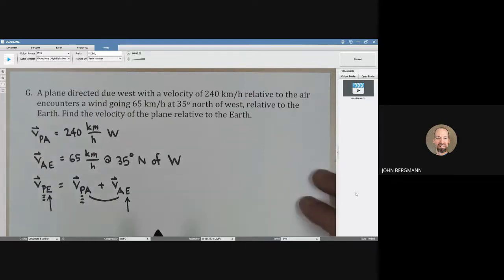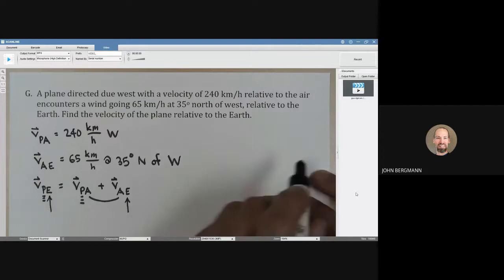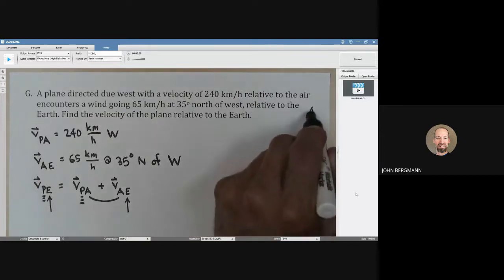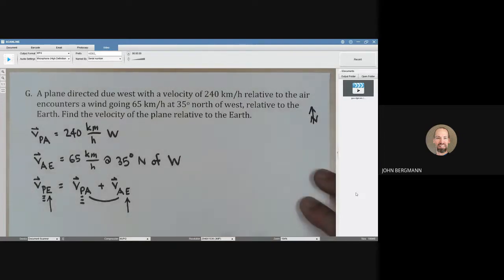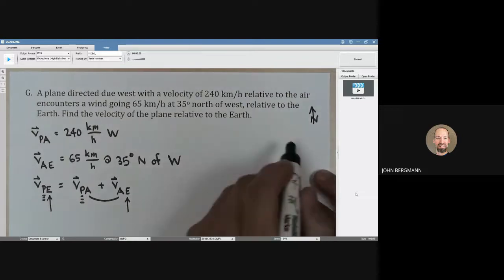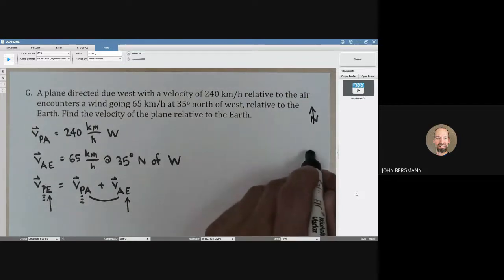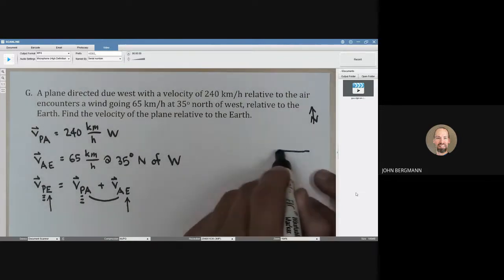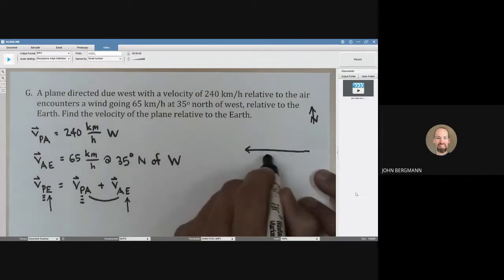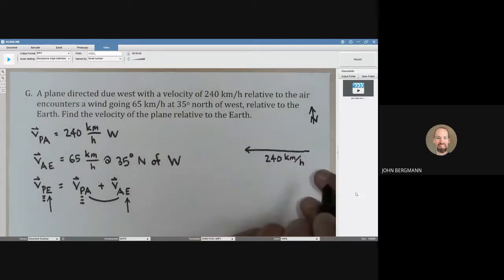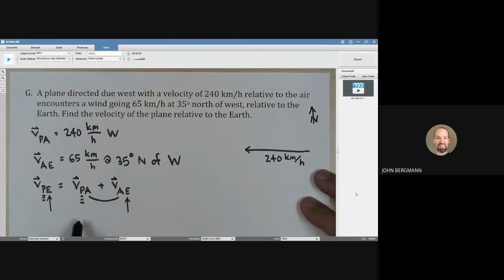Well, what would those look like? If we sketch them out, isn't this true? Usually north is that way towards the top of the paper. So 240 kilometers per hour west would look kind of like that. And again, because of our equation down here in the lower left, we see that we don't need to flip any direction. We can just leave it the way it is. 65 kilometers per hour at 35 degrees to the north of west.